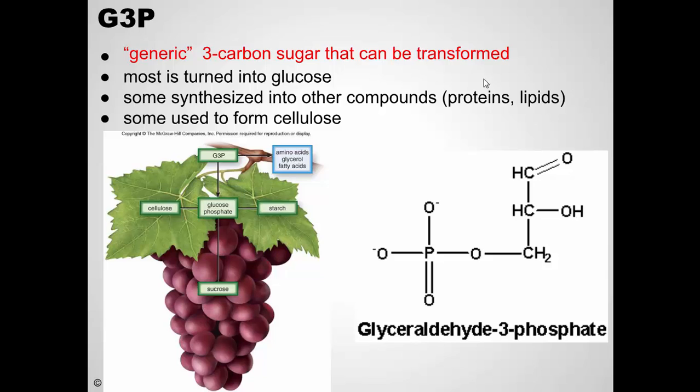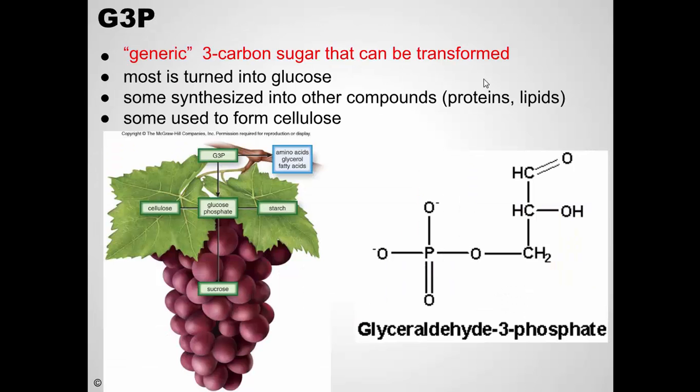It's a 3-carbon sugar that can be turned into lots of different things by the plant. It can be turned into glucose, but also other things: proteins, lipids, cellulose. This is what the structural formula looks like of G3P. It's called glyceraldehyde 3-phosphate, that's what it stands for. But again, you can see in the plant it can be transformed into several different products. So that's photosynthesis.